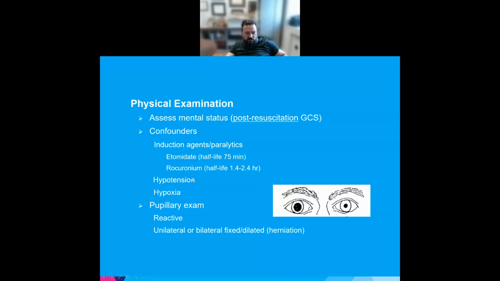Other confounders are hypotension, hypoxia. The pupillary exam is the other thing that you would want to get after assessing their mental status.